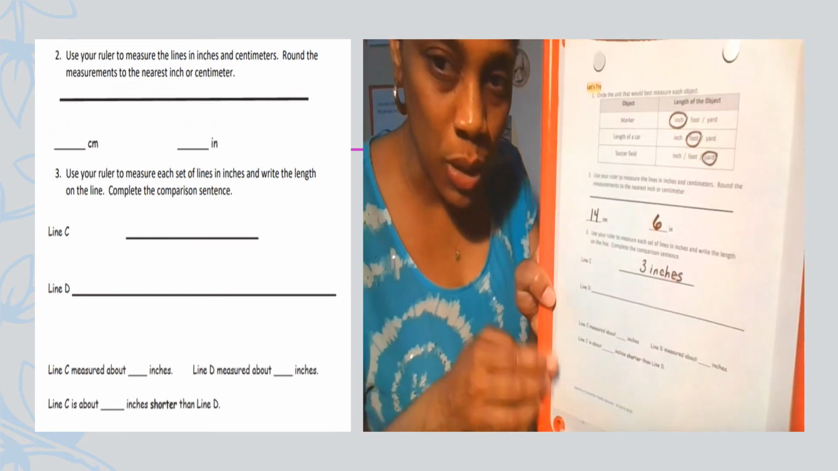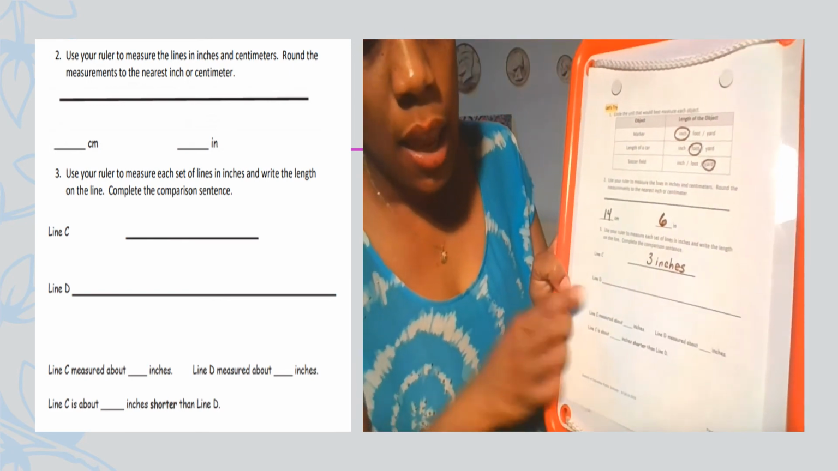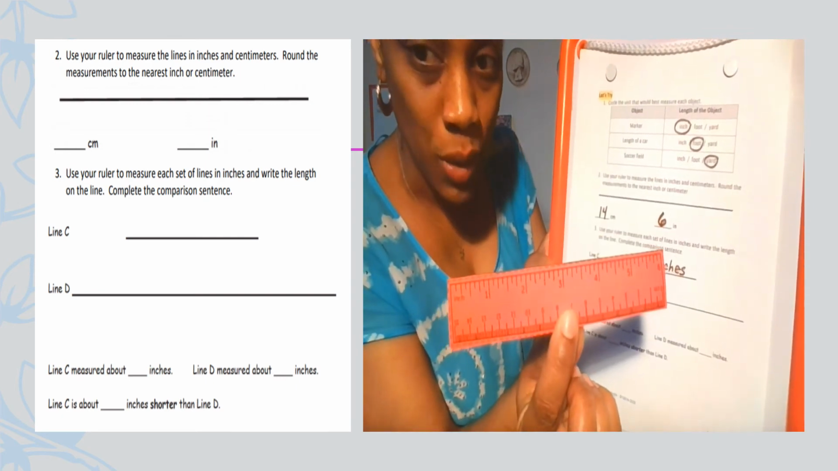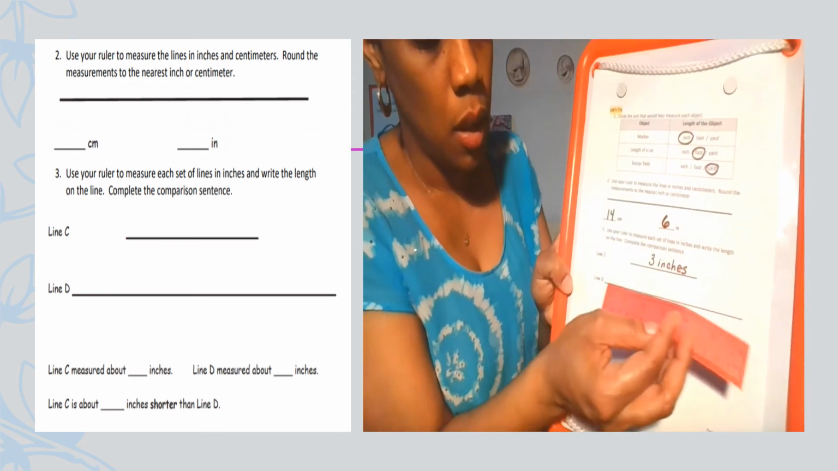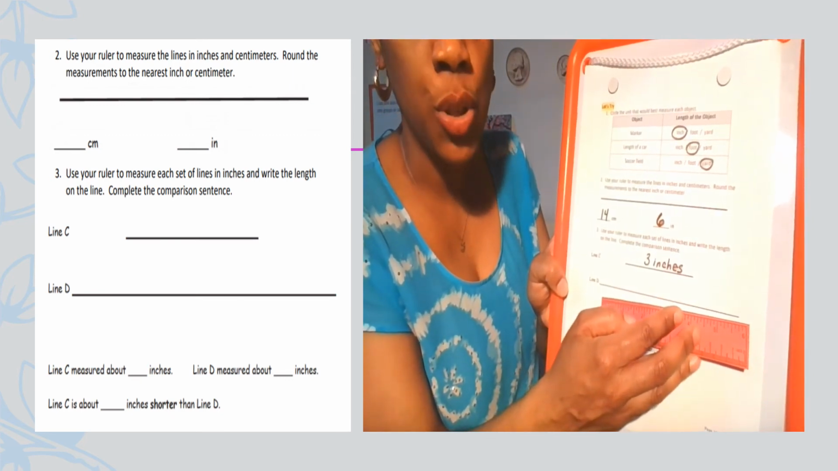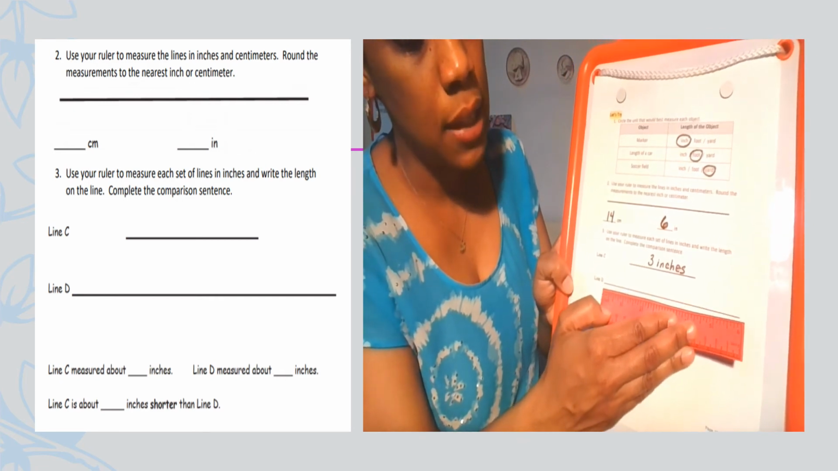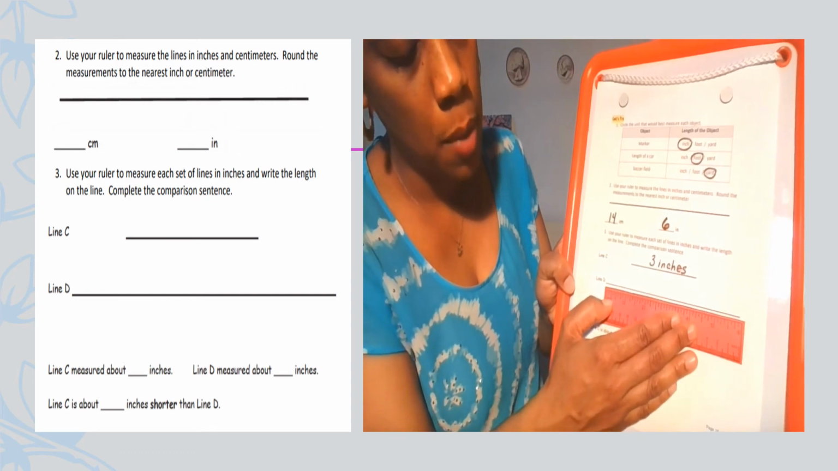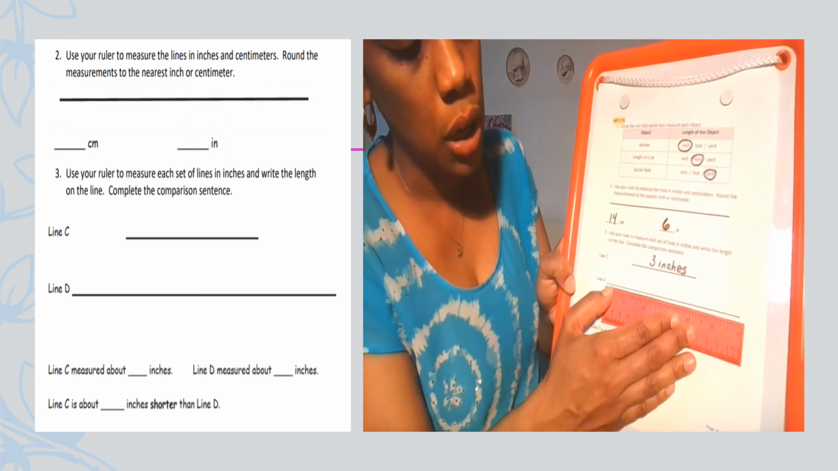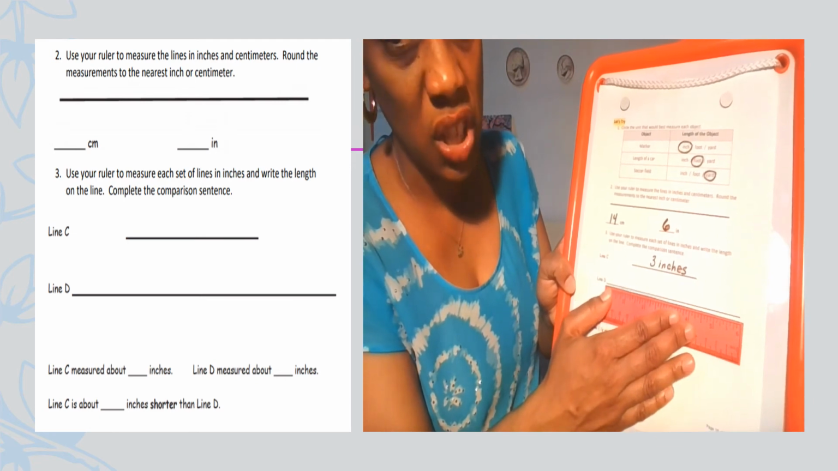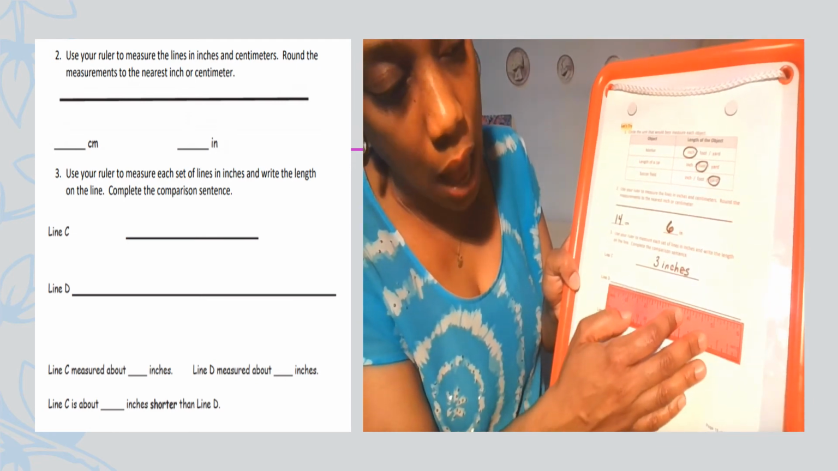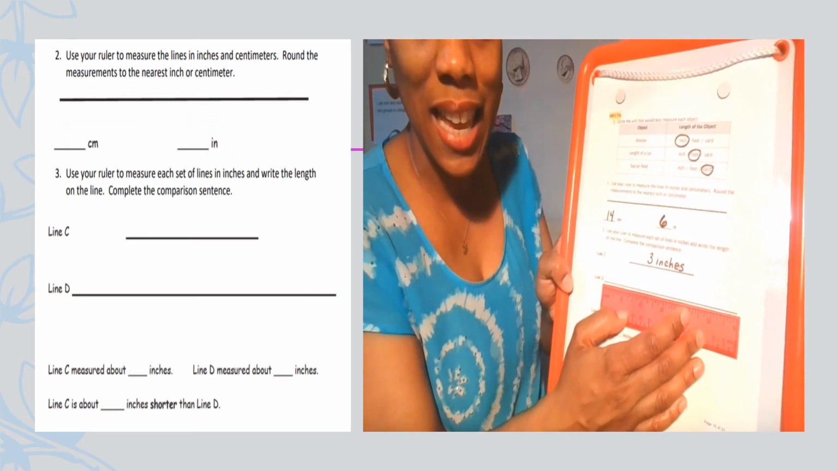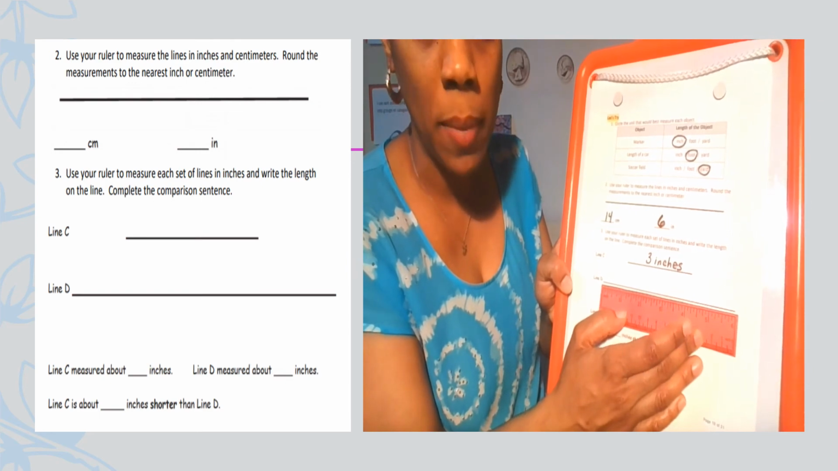Next, I'm going to go to line D. I'm going to take my ruler. Remember, I'm measuring in inches. Therefore, I have to use the inch side of the ruler. It's the side where I will see the word inches. I see the word inches is here, so therefore I can line it up. Remember, the start of my ruler starts where I'm measuring. So it's starting at 0. Where does it stop? It stops at 6 inches. So line D is 6 inches. I'm going to record that now on my sheet.